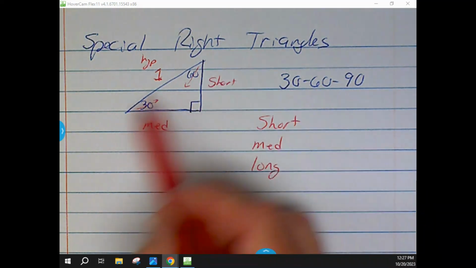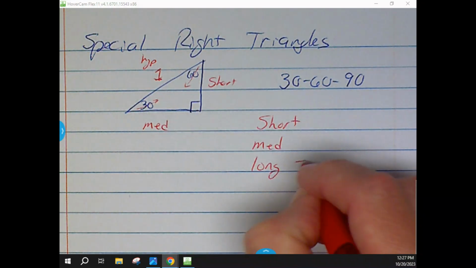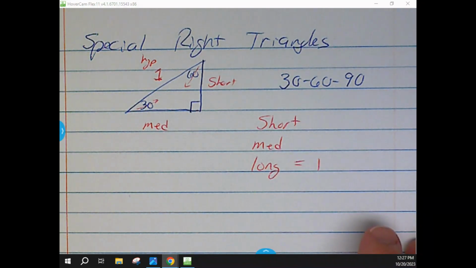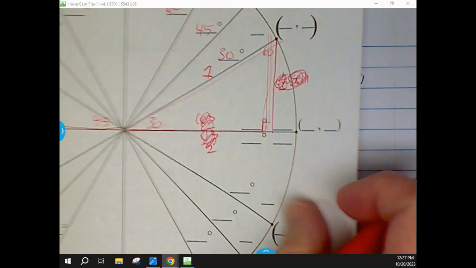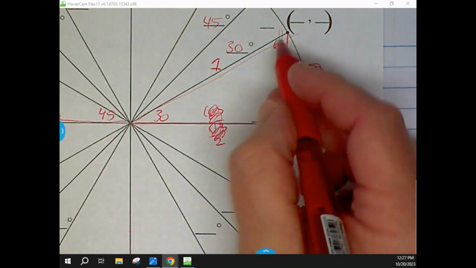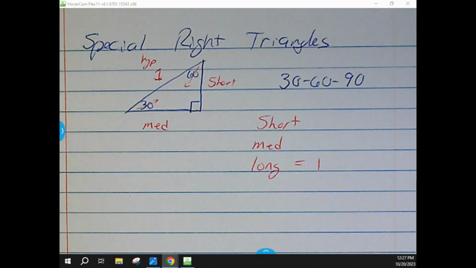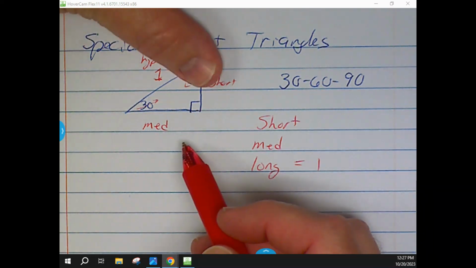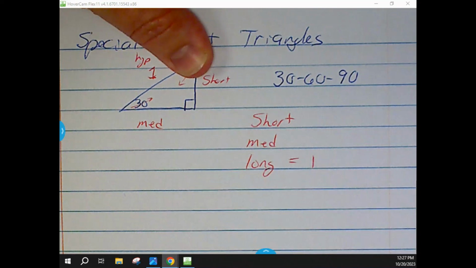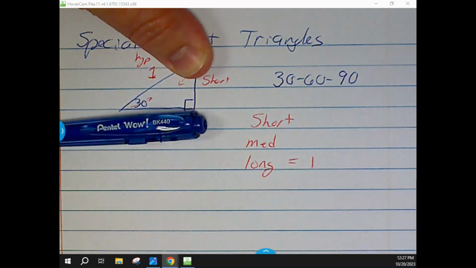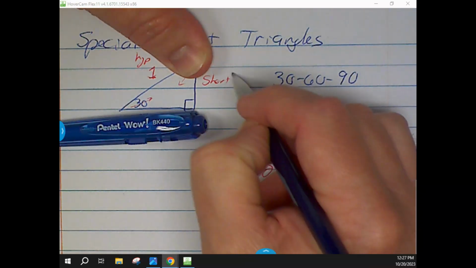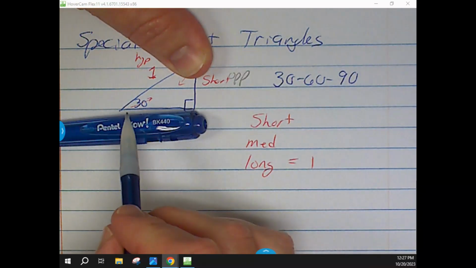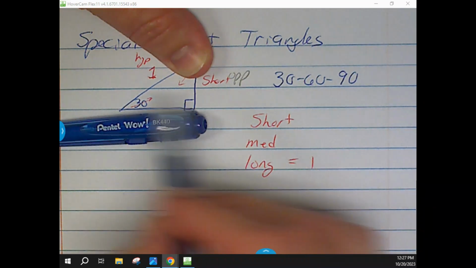Now, the one thing we said for this one is that this hypotenuse, the long side, was going to be 1. And again, we're stealing this triangle that we would have drawn back here with the unit circle, where we knew this side over here was 1. We're going to show you how we could find this short side over here. We're not worried about the medium side. We just need to find the short side for a minute. Because we're using this 30-degree angle, this would be the opposite, and this would be the hypotenuse.